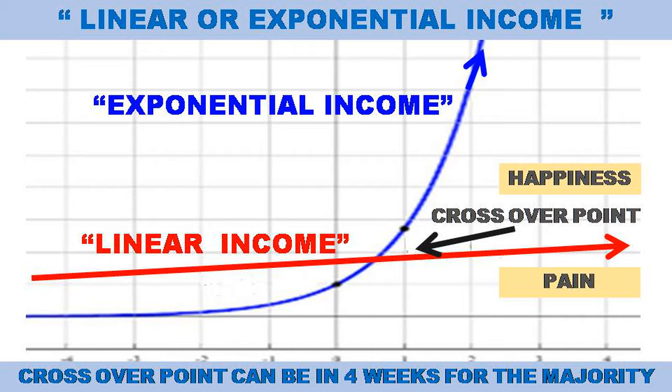Think for a minute the difference between linear or exponential income, and you tell me which one you'd prefer. Linear income is this red line here. It's a steady little increase over time. We're creating exponential income. That's on this blue line here. It starts off small, but it rapidly increases and eventually it'll overtake the linear income that you're on. We're looking at the crossover point. Now if you join us on RIG and you implement what we're doing, it could be between 4 and 5 weeks for the majority of people.